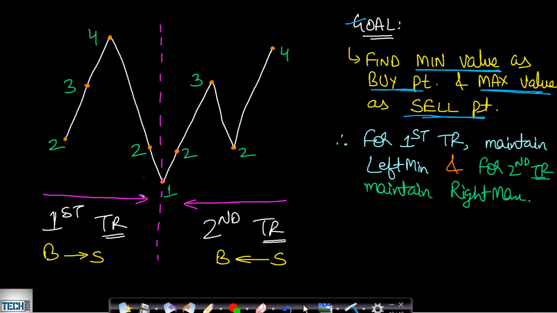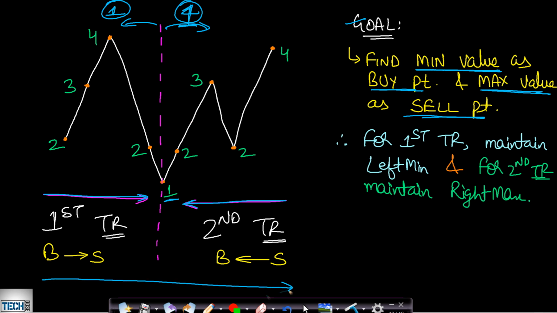Now if we have divided this graph into two parts at this price 1, then on the left hand side we will be doing maximum one transaction, on the right hand side we will do maximum of one transaction. Okay, so on the left hand side we can move from the first element towards this line, and on the right hand side we can move from the last element towards this line. So our time frame is going from left to right.